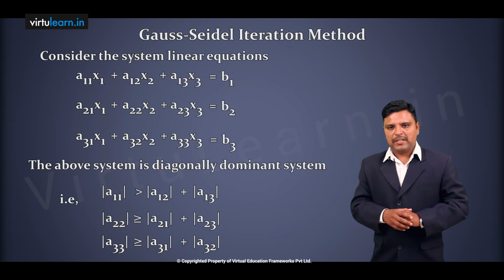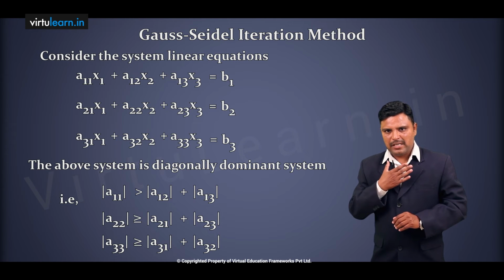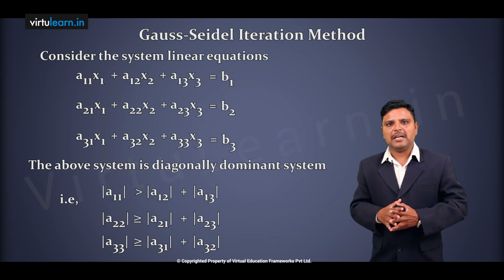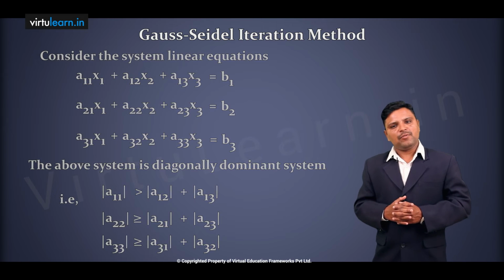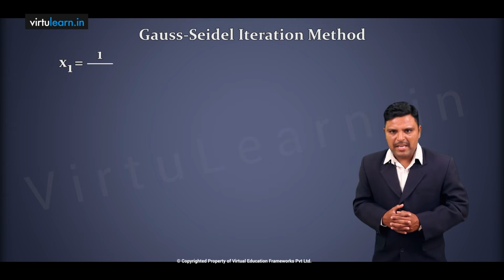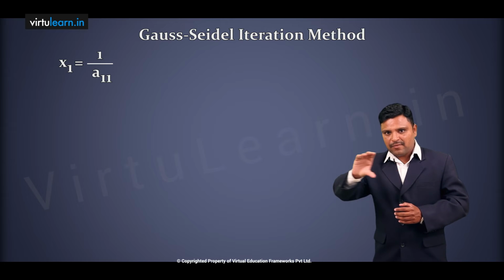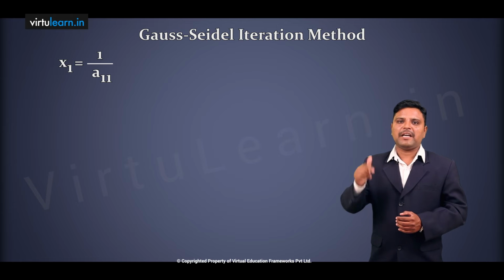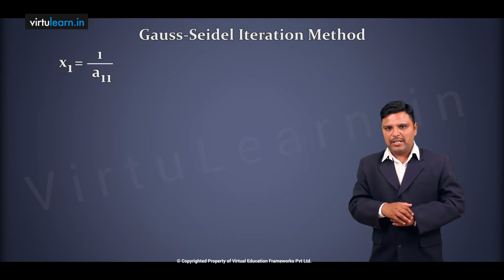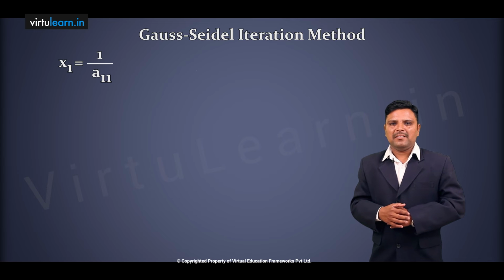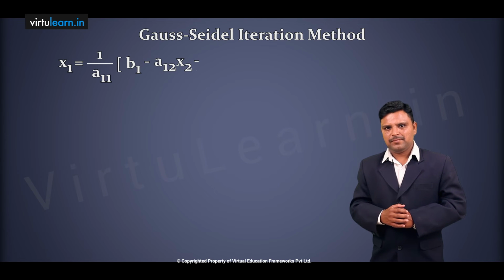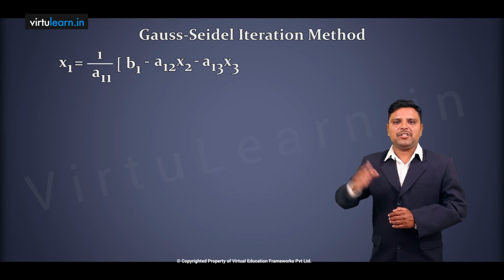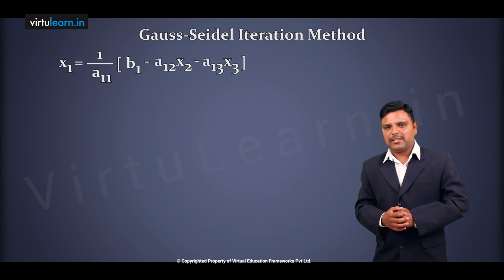Now, after checking, a11, a22, a33 are the bigger coefficients. For that purpose, I am writing the formulas. By using these formulas only, we will calculate the next approximations. x1 equals 1 by a11 into b1 minus a12 x2 minus a13 x3. This is the formula of x1.